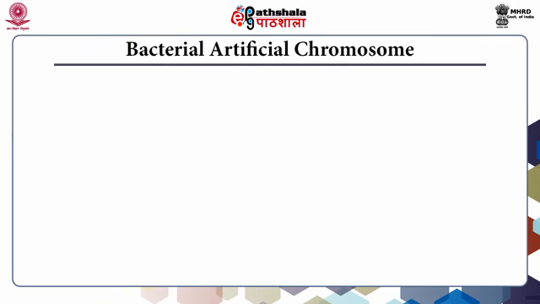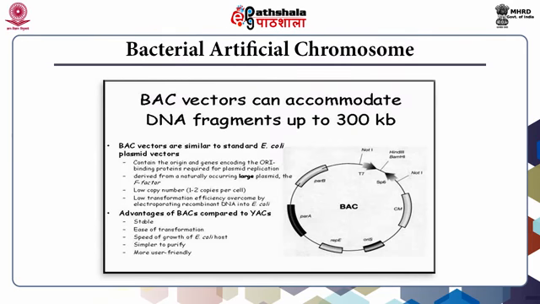The bacterial artificial chromosome. BAC vectors are similar to standard E. coli plasmid vectors. They contain the origin and genes encoding the ORI binding proteins required for plasmid replication. They are derived from a naturally occurring large plasmid, the F factor. The low copy number and low transformation efficiency are overcome by electroporating recombinant DNA into E. coli. Advantages of bacterial artificial chromosomes over yeast artificial chromosomes: high stability, ease of transformation, speed of growth of the E. coli host, simpler to purify, more user friendly.